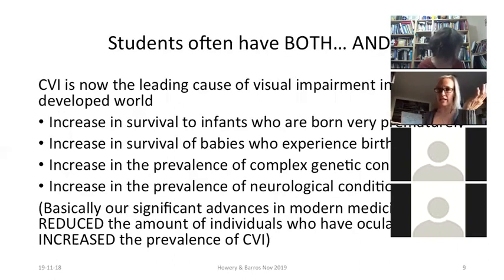So again, I say students often have both. So the eyes are damaged in some way, or they're not lined up, or something's going on with the eyes. So the picture coming in is fuzzy, and then the brain's trying to interpret it. So that makes it additionally challenging.